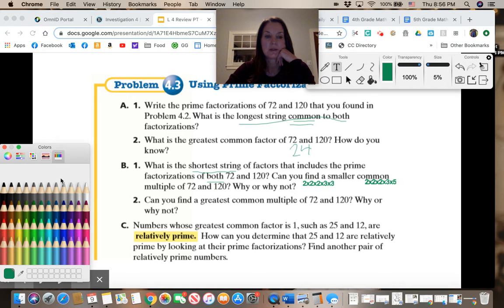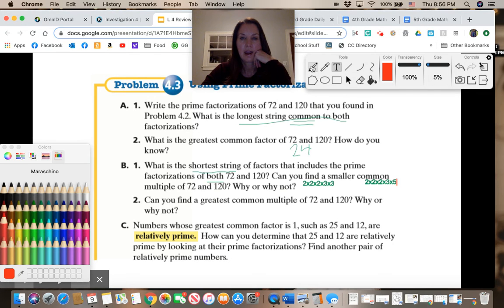Okay, so now I'm going to switch my color and go in here to the pencil. What we're looking for now is the shortest string that would include both the prime factorizations. Because they both have 2 by 2 by 2 by 3, can you see how they both have that included in them? We're going to need 2 by 2 by 2 by 3. What do they each still have? This one still has another 3 and this one has another 5.